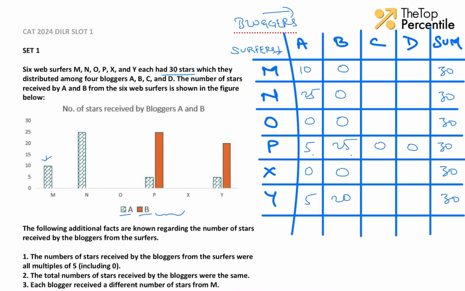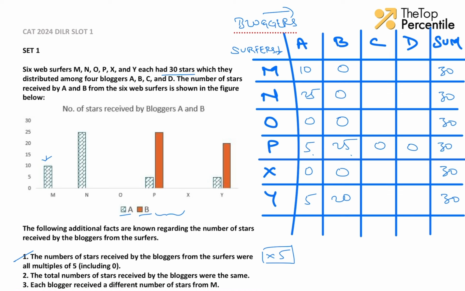So the first point is the number of stars received by the bloggers from the surfers were all multiples of 5, including 0. So from the first point, we can say that all the values are multiples of 5, including 0. So I can remember that. So the first point is taken care of.